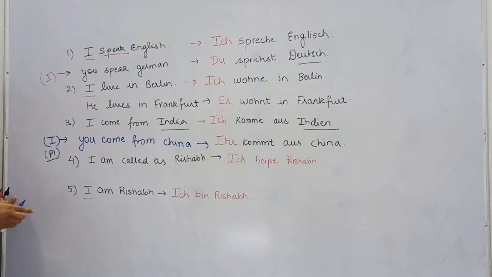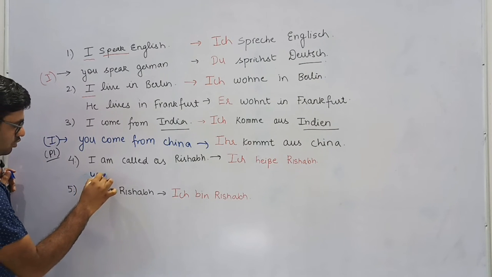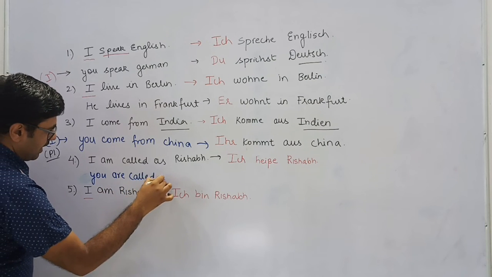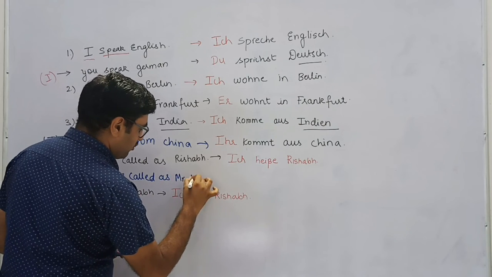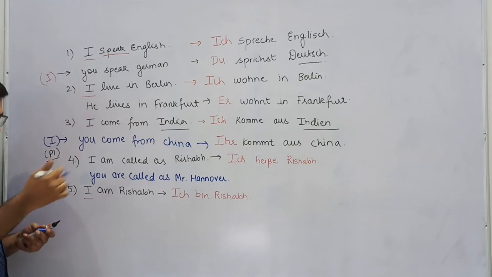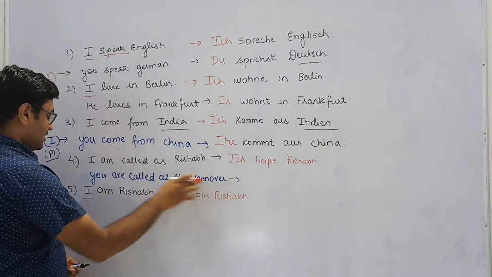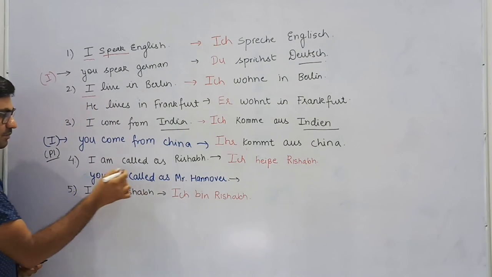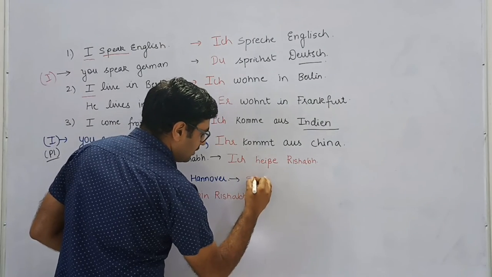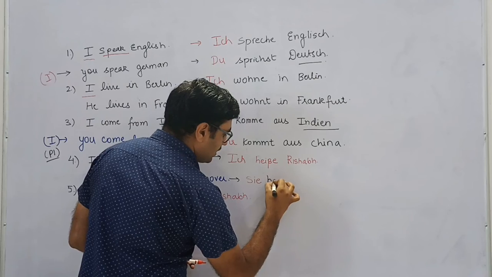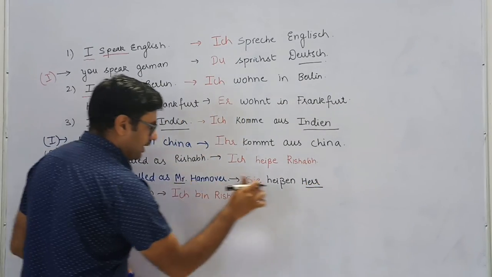Let's say I'm saying this in formal sense. Sie, okay, not sie for she. I'm talking in formal sense. I'm saying you are called as something. Let's say you are called as Mr. Hanover. So how will I translate this? I'm talking in formal sense, and in singular form, because I'm talking to a single person. What I'll say? I'll say Sie heißen Herr, for Mr. I use this word, Herr Hanover.